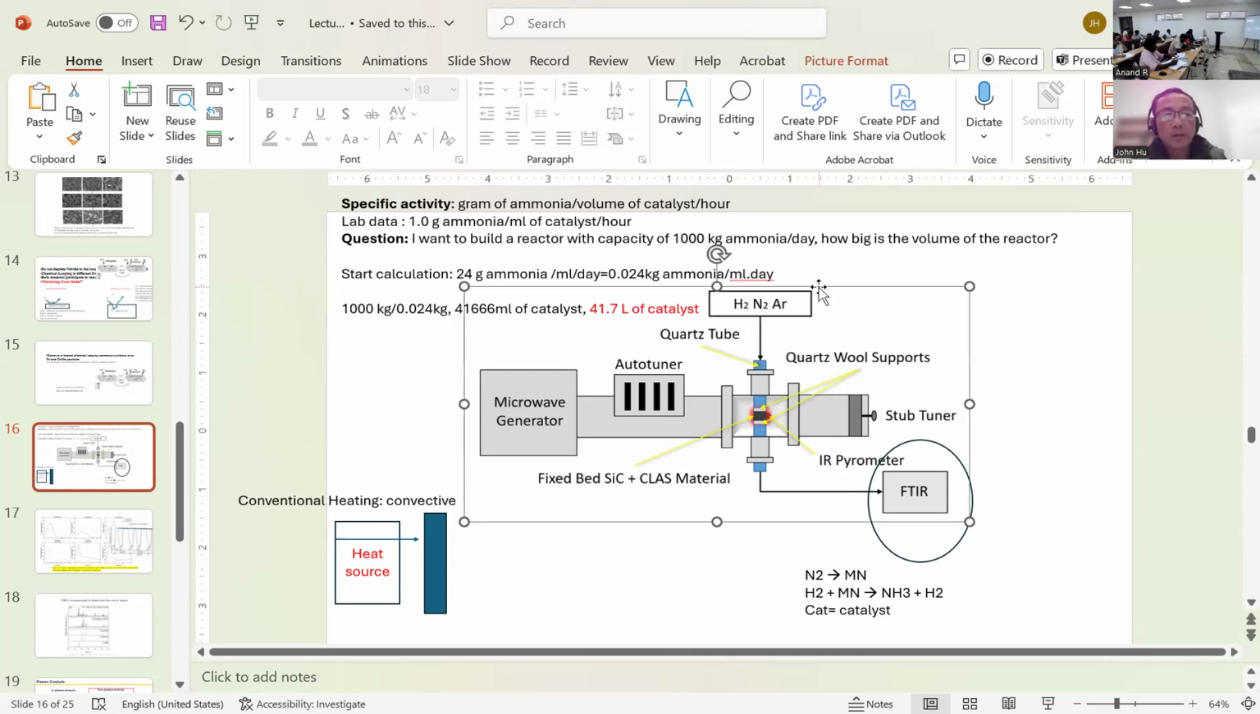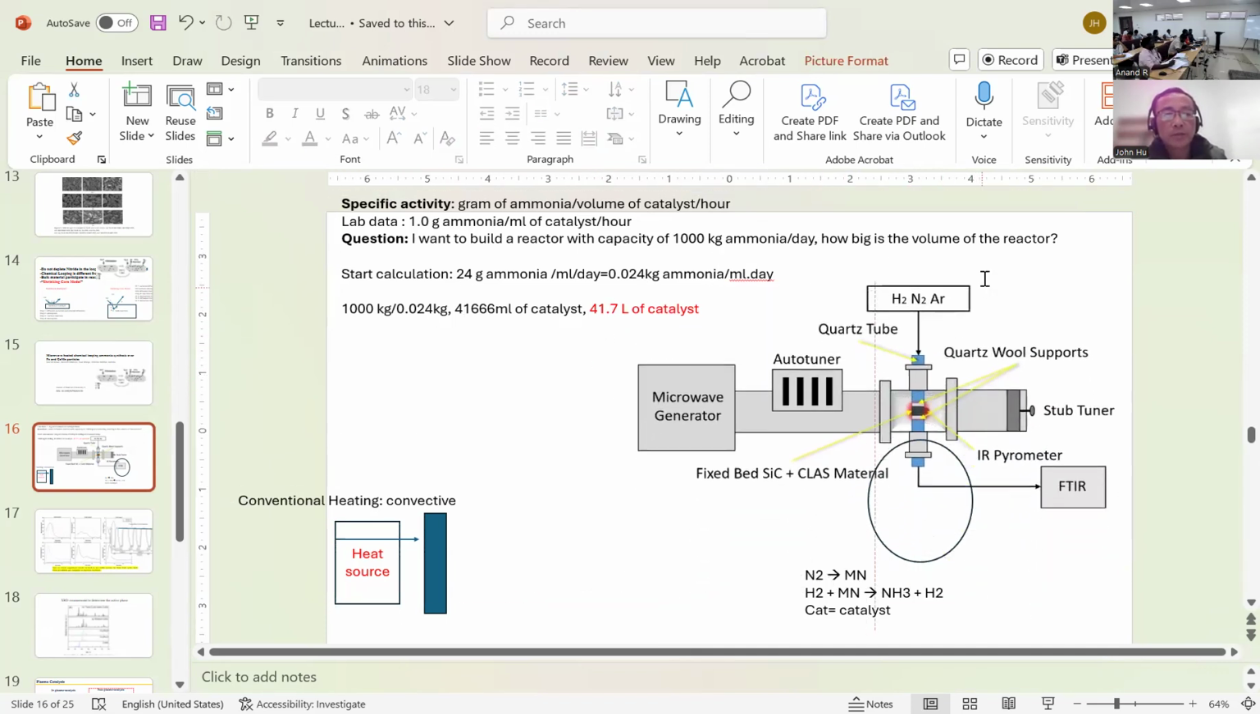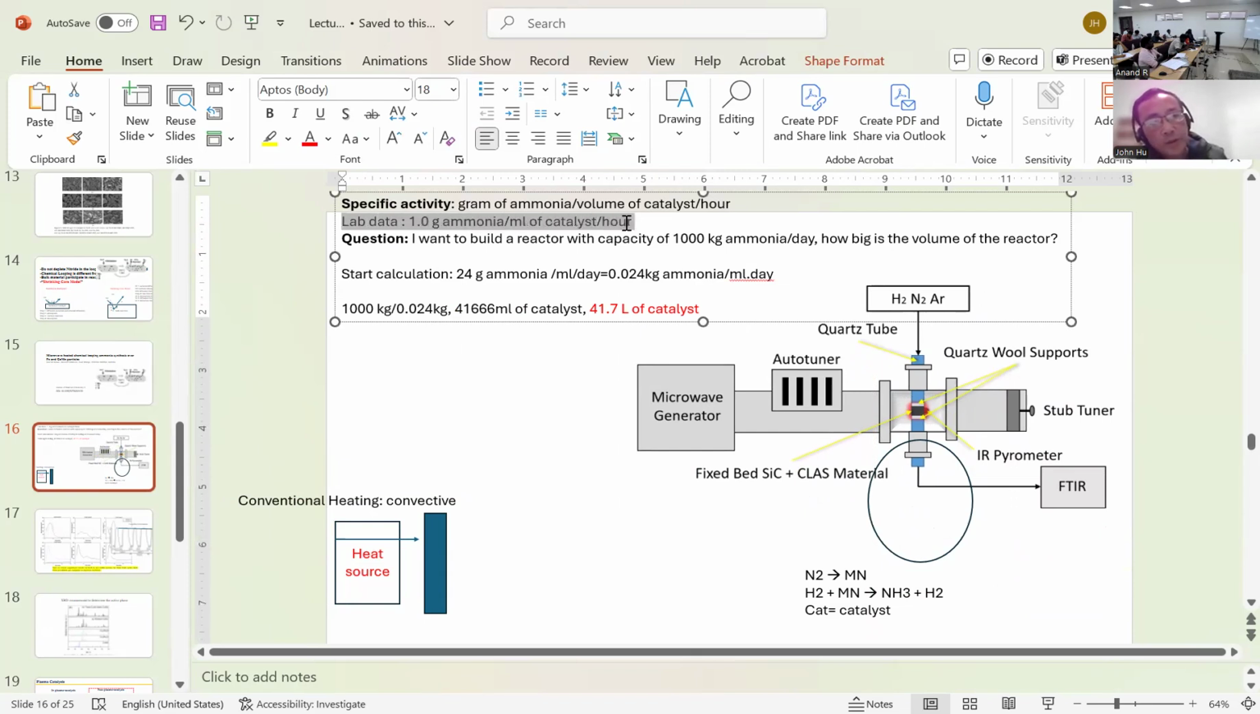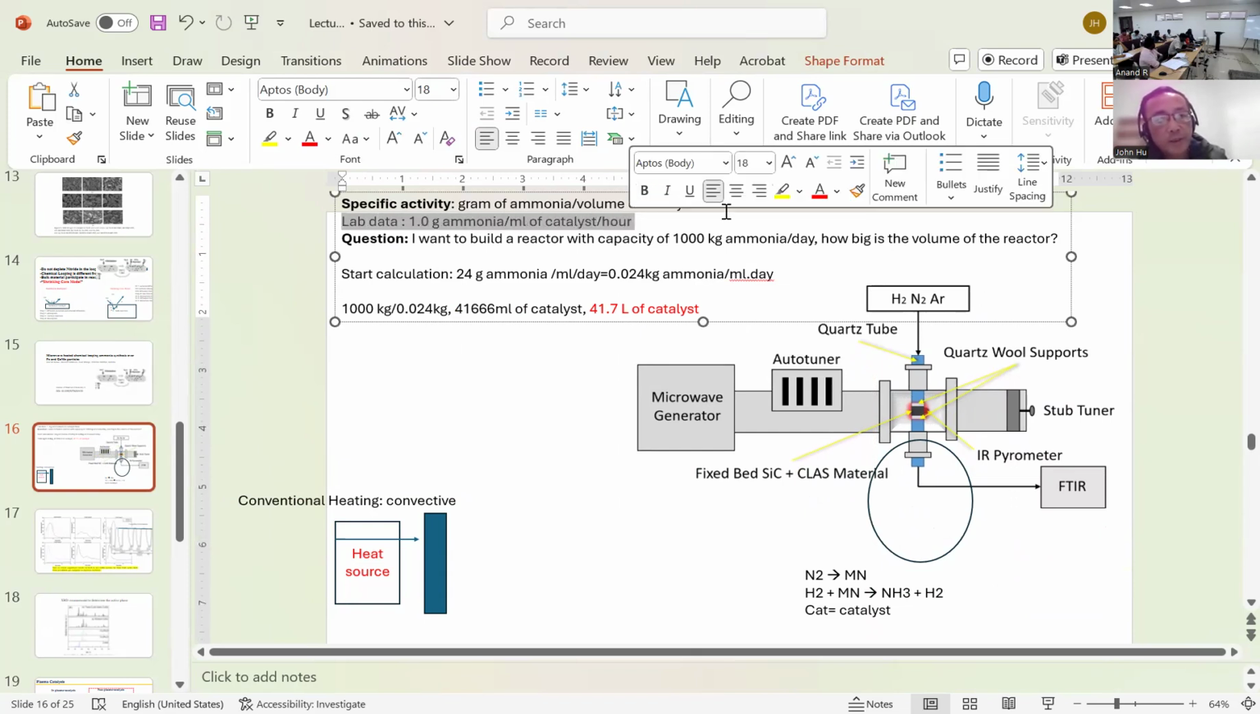Do you guys understand my calculation? Yes, sir. So the key is in the laboratory, you need to measure this data. That's the key. You need to get this piece of data, which means in 1 hour or in 1 day, whatever you name, per unit time, per unit volume, what's the productivity for the ammonia. That's laboratory data. Based on this data, you can roughly estimate.